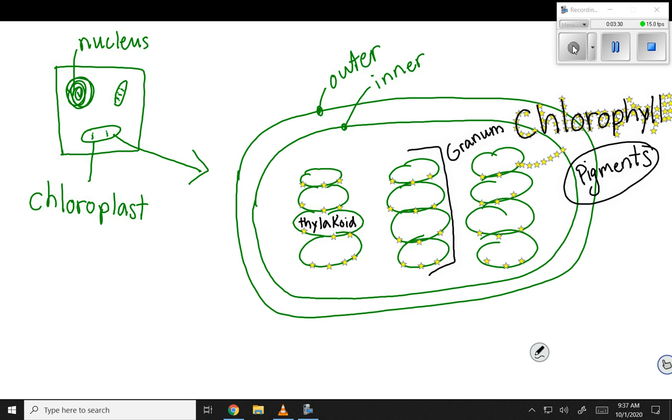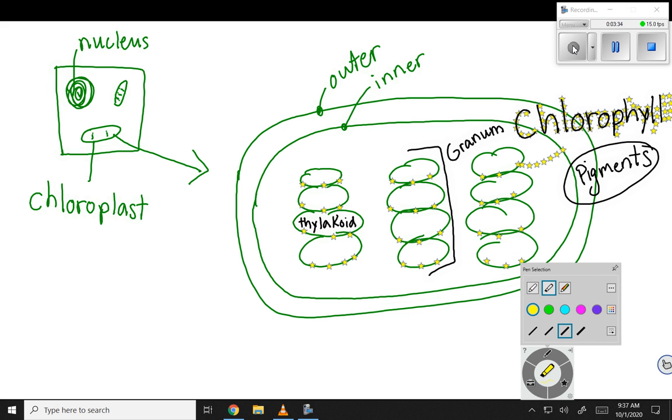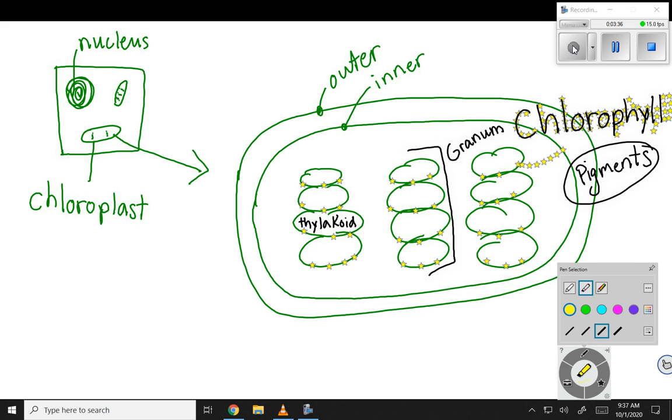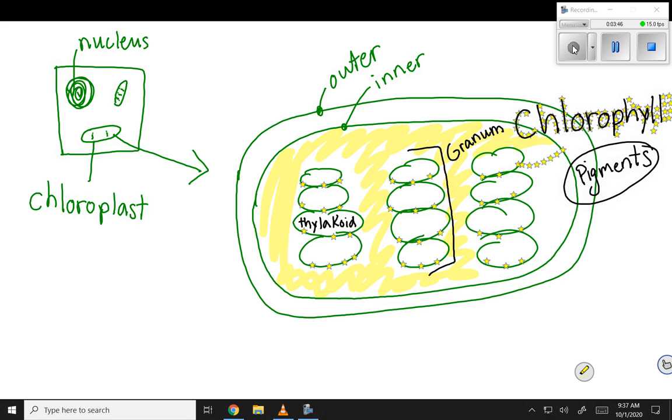One more thing, this is a 3D structure, so all of it is full. So this space in between all the granum is filled with a liquid. It's kind of like the cytoplasm, a jelly-like, water-like liquid, but it's called the stroma.